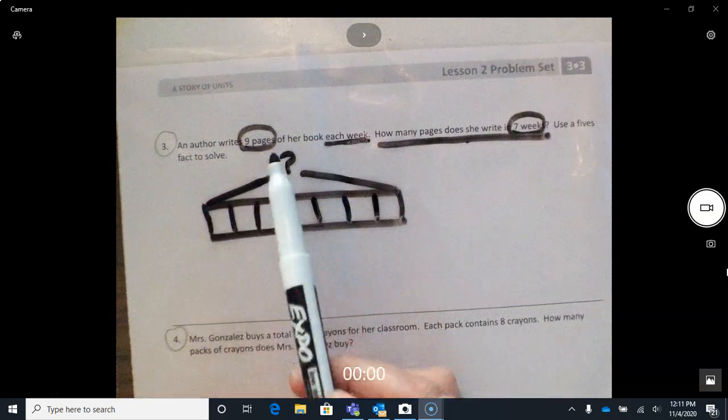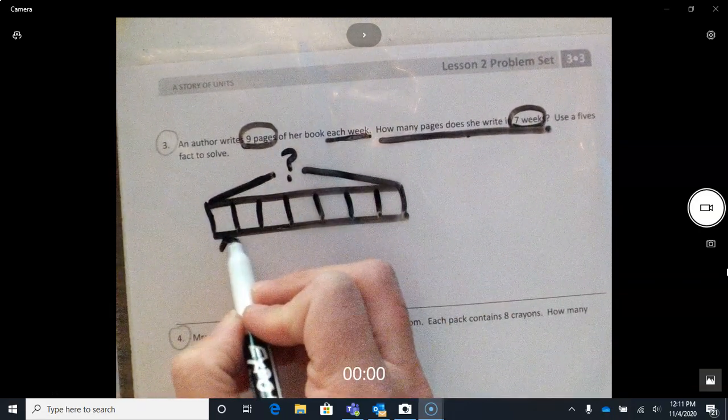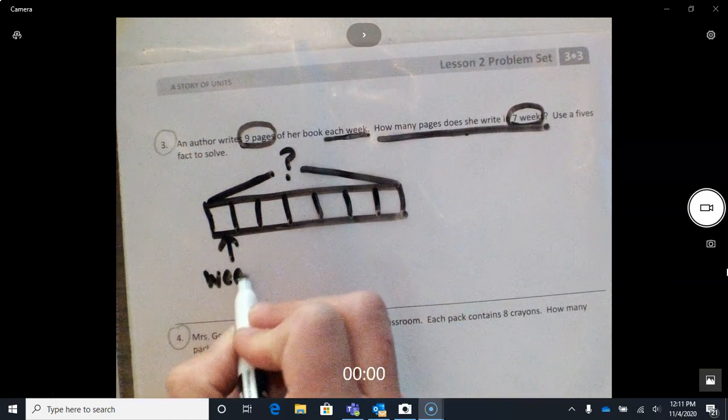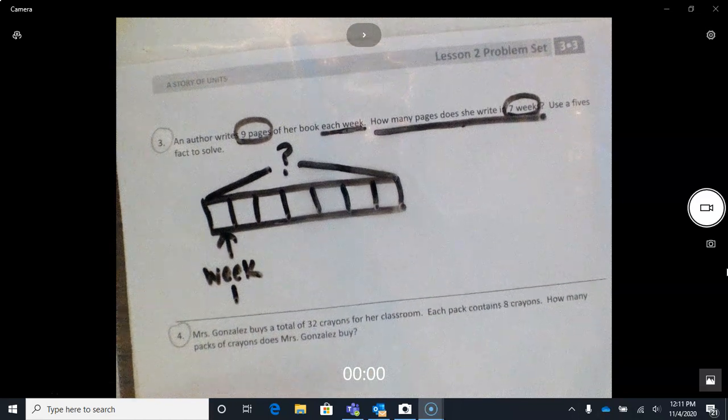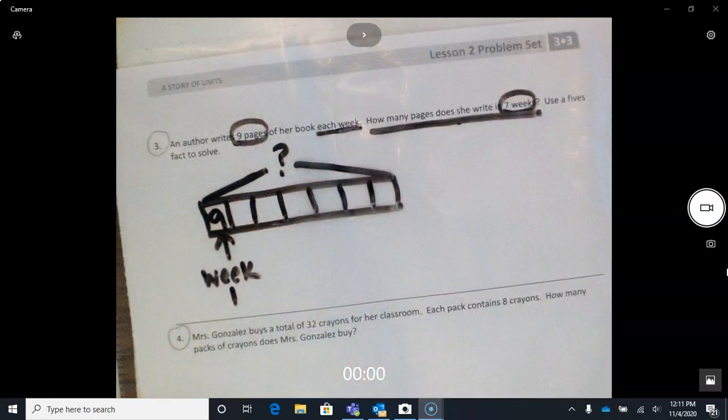It says an author writes 9 pages of her book each week. So in this 1 week, I'm going to draw an arrow to it. So week 1, how many pages did she write? Yes, 9. So we're going to put a 9 in that box. So she did that for this week.